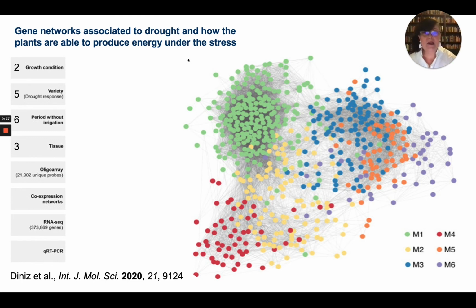Okay, and here we have the gene networks that pointed to these results and their respective nodes of regulation that can be targeted for engineering drought tolerance. We are now producing transgenics.